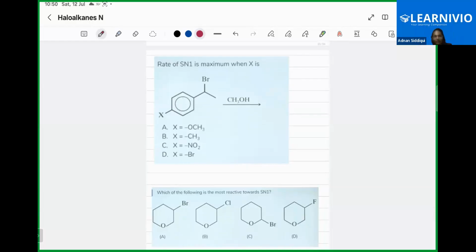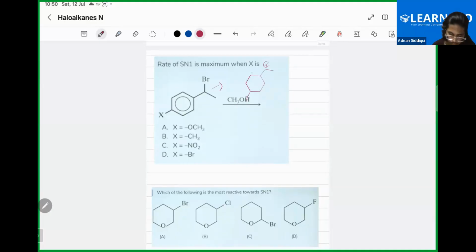Okay, electron. Which group? Which is the answer? A, B, C, D. Which one is the answer? The first step is always formation of carbocation. Sir, A. Okay, why?